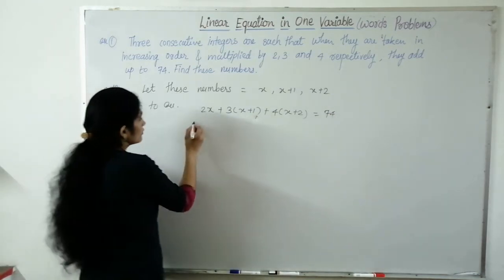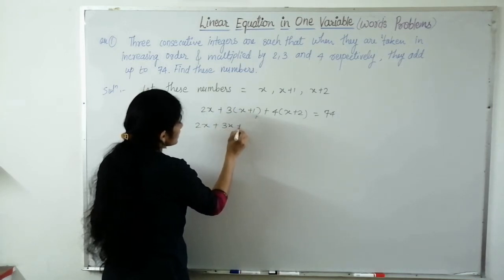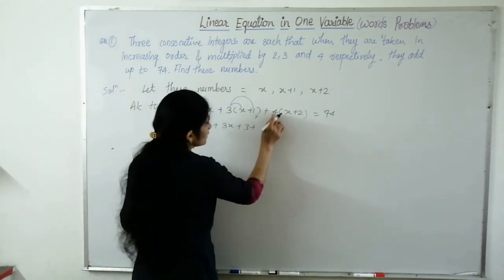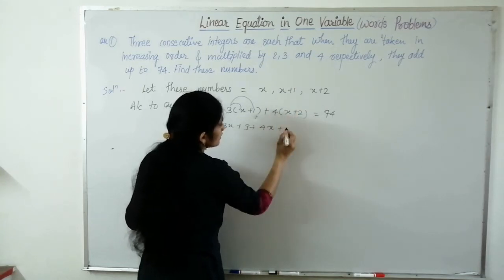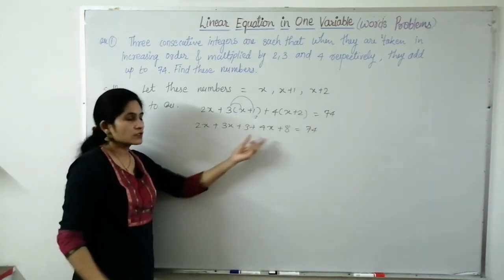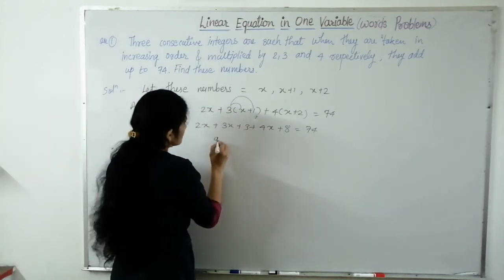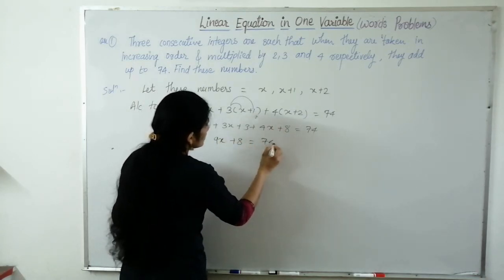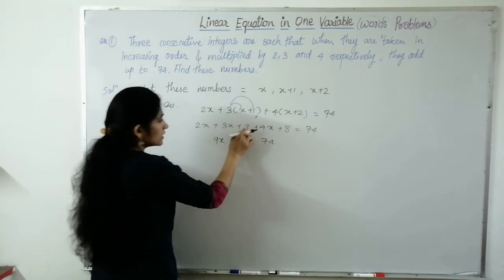Okay, now we will solve it. 2x plus, multiplying 3 into the bracket, you will get 3x plus 3, that is 3 into x and then 3 into 1. So 3x plus 3, plus again 4 into the bracket, 4x plus 4, that is 4 into x is 4x, and 4 into 2 is 8, equals 74. Add similar terms. The terms which have x will be added together. So 2x plus 3x is 5x, 5x plus 4x is 9x, 9x plus 8 equals 74. Sorry, we forgot this 3. Okay, 8 plus 3 is 11.